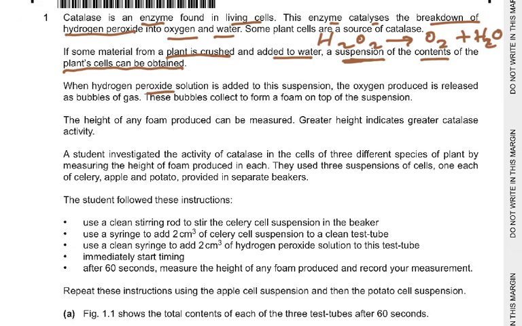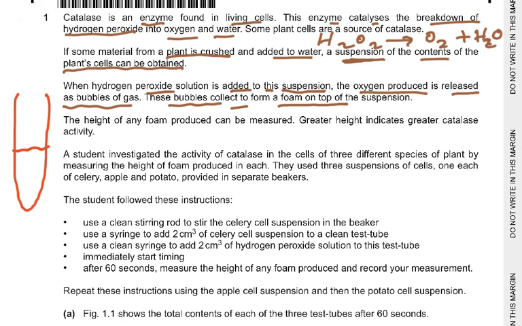When hydrogen peroxide solution is added to the suspension, the oxygen produced is released as bubbles of gas. These bubbles collect to form a foam on top of the suspension. So this is the test tube, and we've got this here, and it forms a foam on top of it. I'm just drawing it in green. I don't mean the foam is green. It forms a foam on top of it.